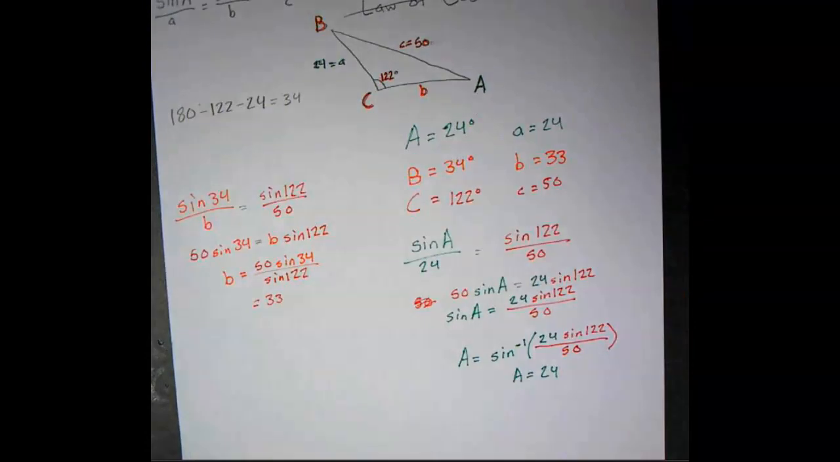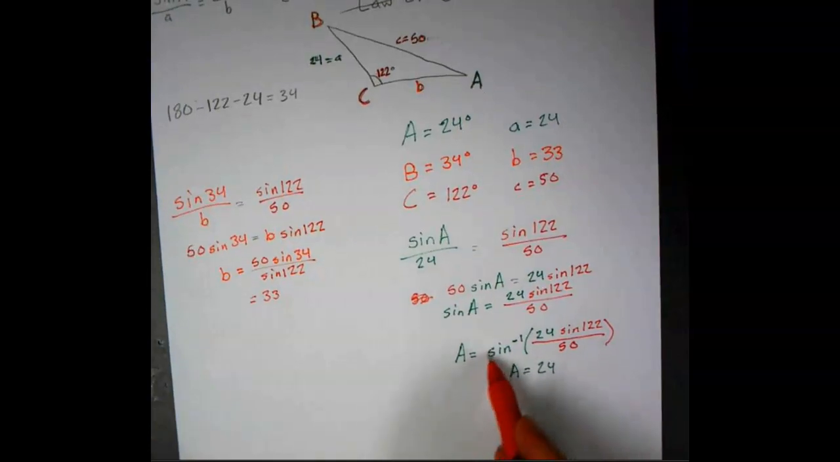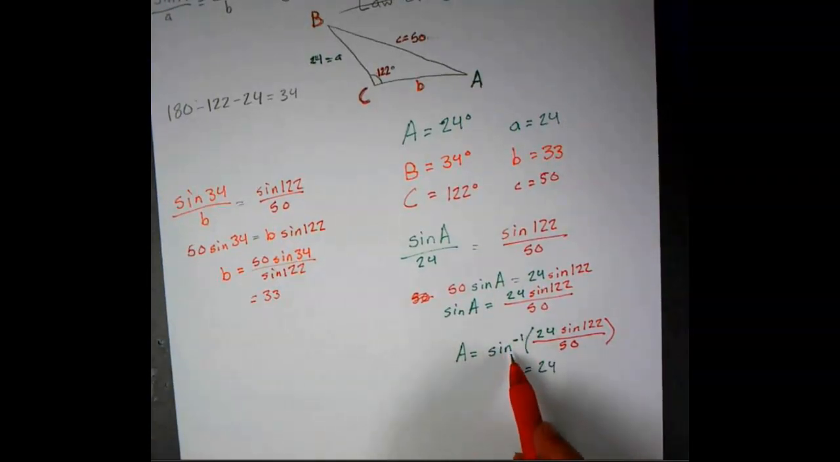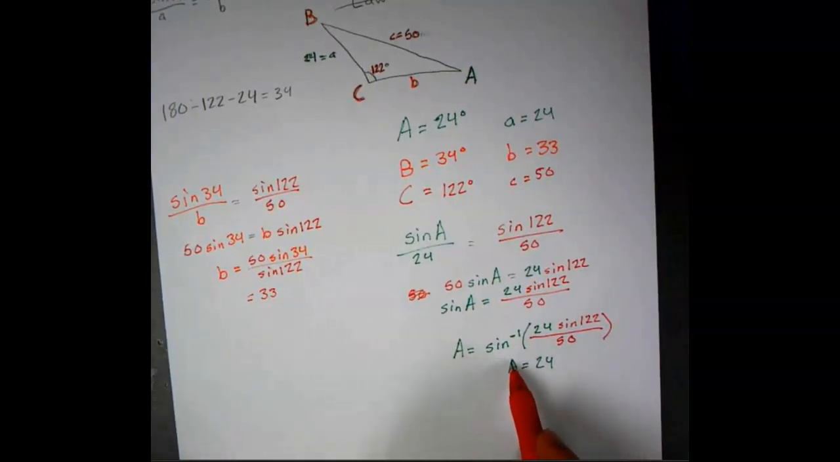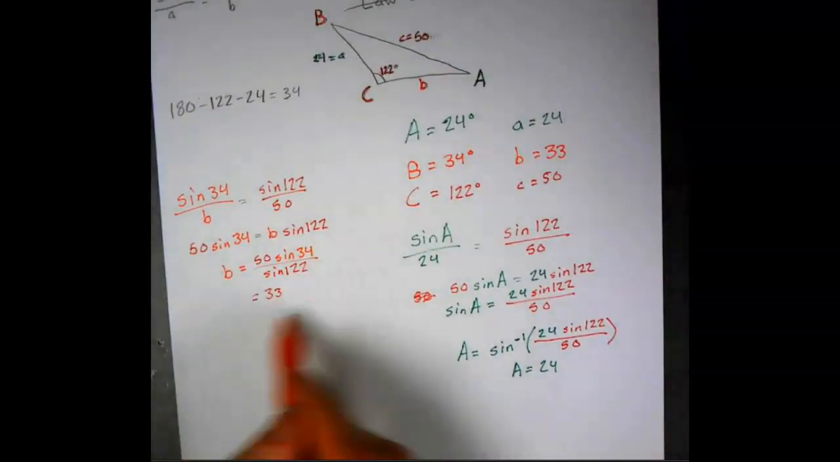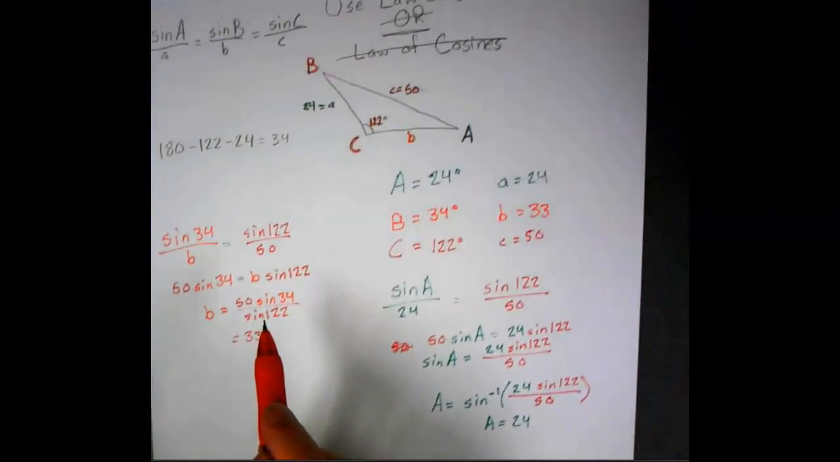And that is how you solve a non-right triangle using the law of sines. So if you are solving for an angle, you are going to use this inverse sine. And if you are not solving for an angle, if you're solving for a side, you are going to have no inverse sine.